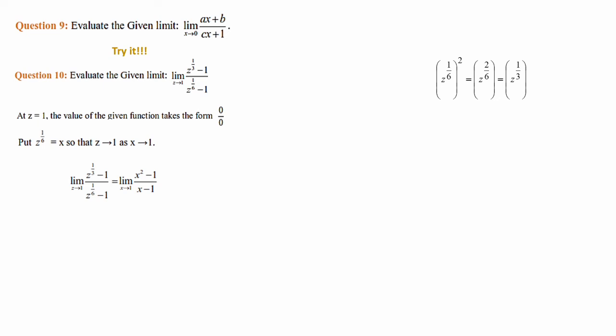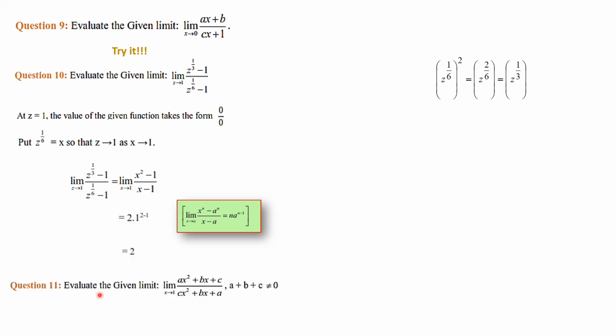Now this is of the form x power n minus a power n divided by x minus a. So the formula is n into a power n minus 1. N is 2, a is 1. 2 into 1 power 2 minus 1. N minus 1 is 2 minus 1. So 2 into 1 power 2 minus 1 is 1 itself. 2 into 1 is 2. So the answer is 2.